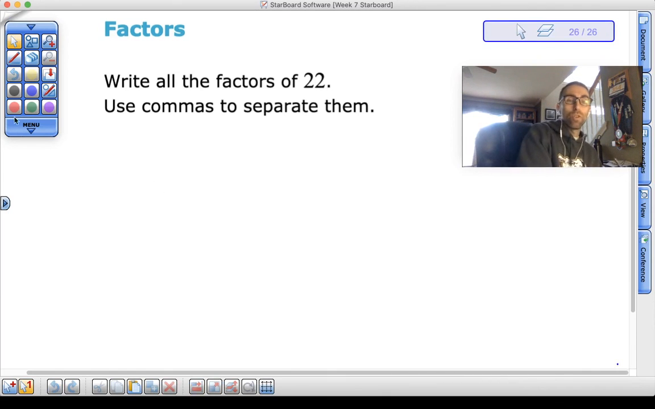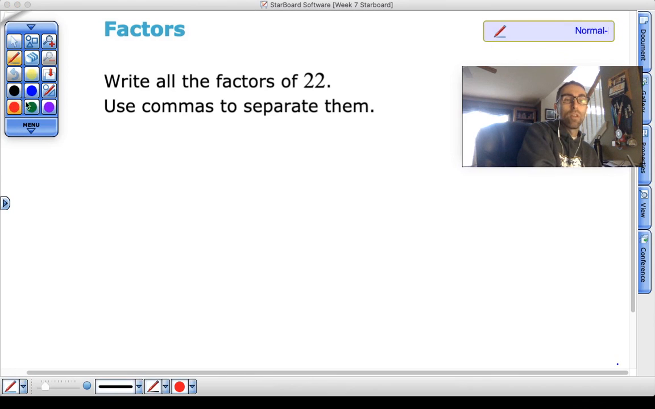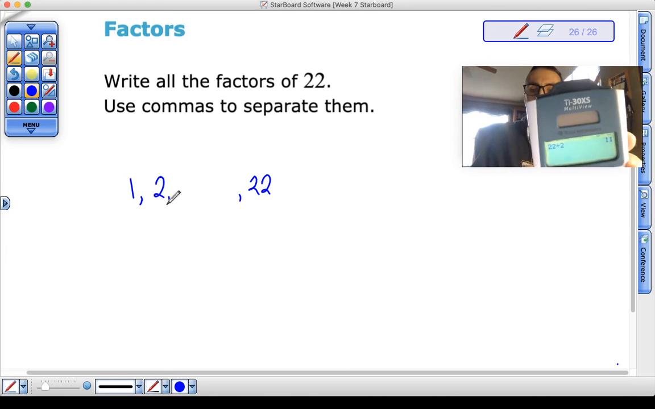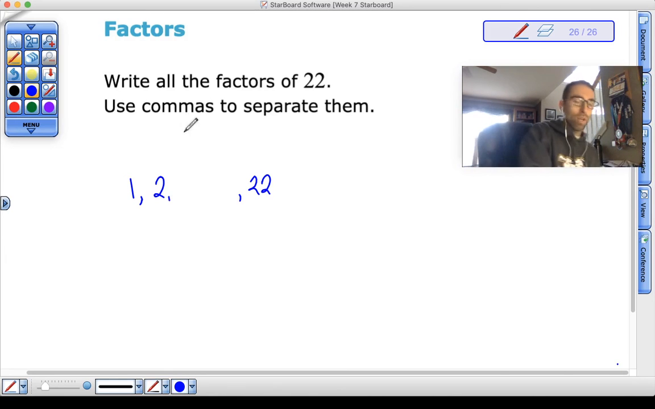All right, so what you should have done is starting off with 1 and a 22 all the way on the end. And then I want to see what numbers come in between there. As 22 is an even number, that means 2 will work. Because if it's an even number, that means it's automatically divisible by 2. So let's go into our calculator and put in 22 divided by 2. And I get an answer of 11. So I can put that 11 over here on this side.